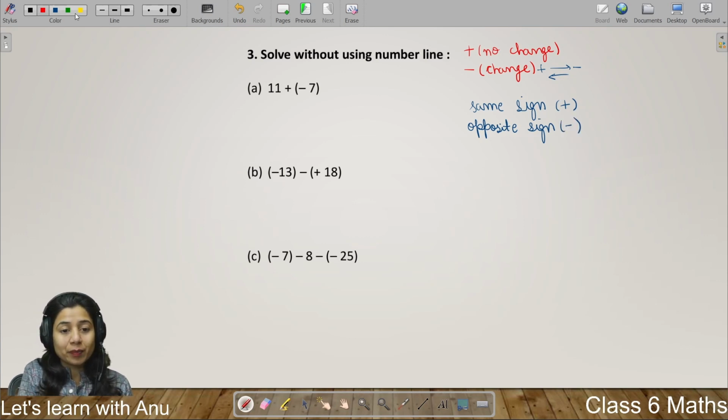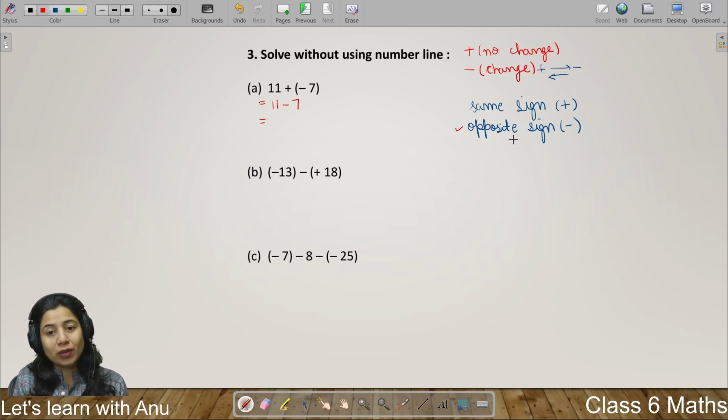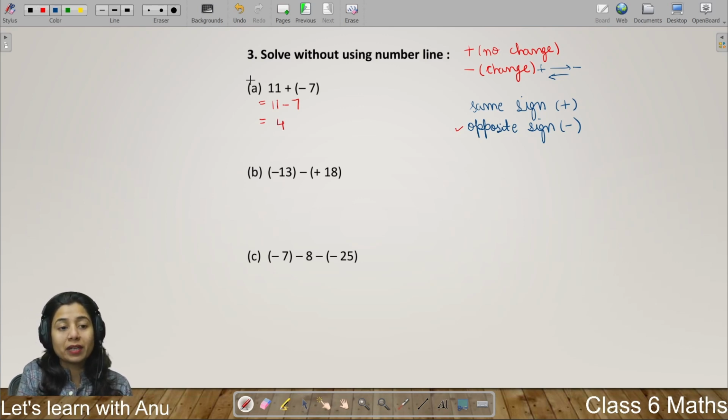So let's begin. 11, when we are going to open the bracket, positive sign, so inner sign is same, it's -7. Opposite sign, which rule? Subtraction is going to happen. So it's 4 and sign is going to come of bigger number, that is 11. So it's plus 4.